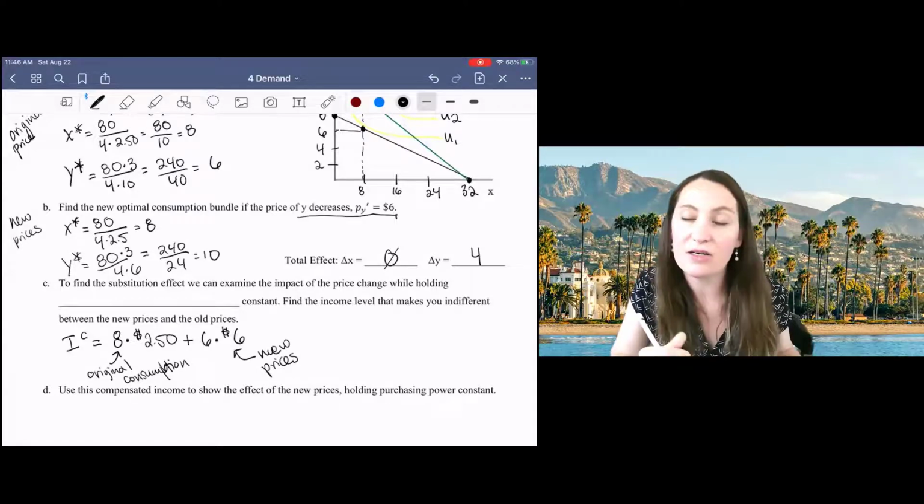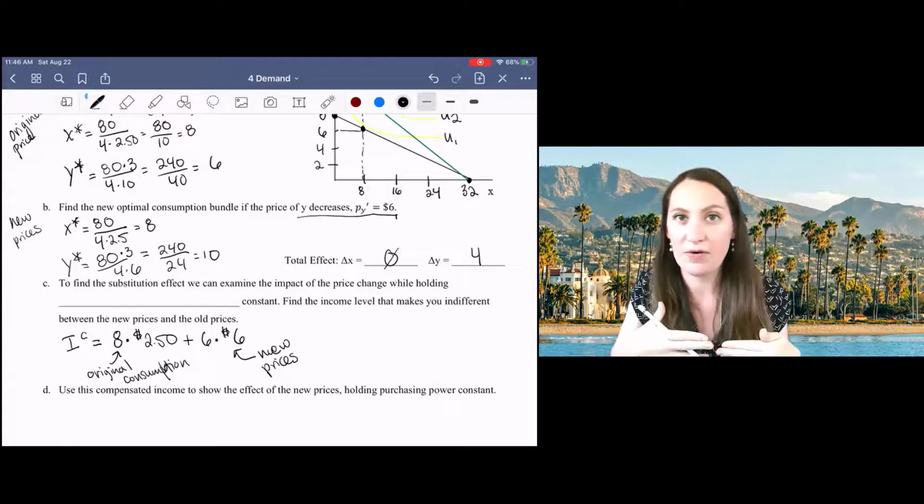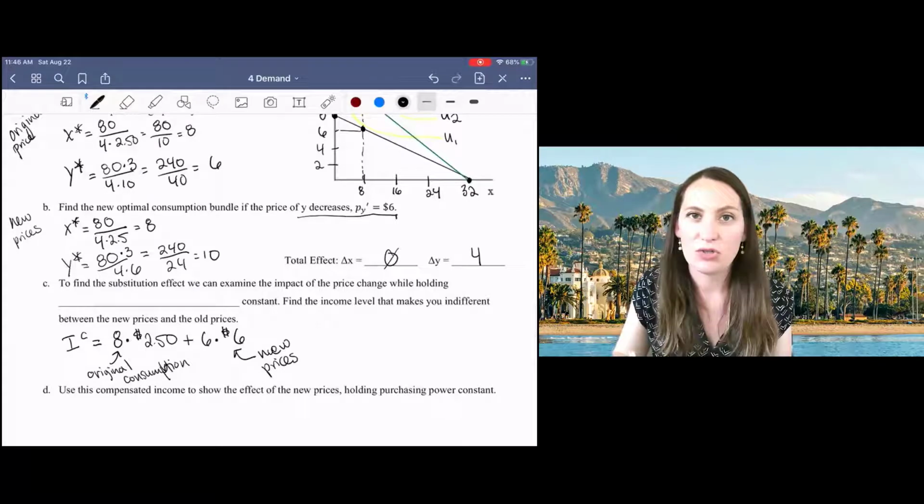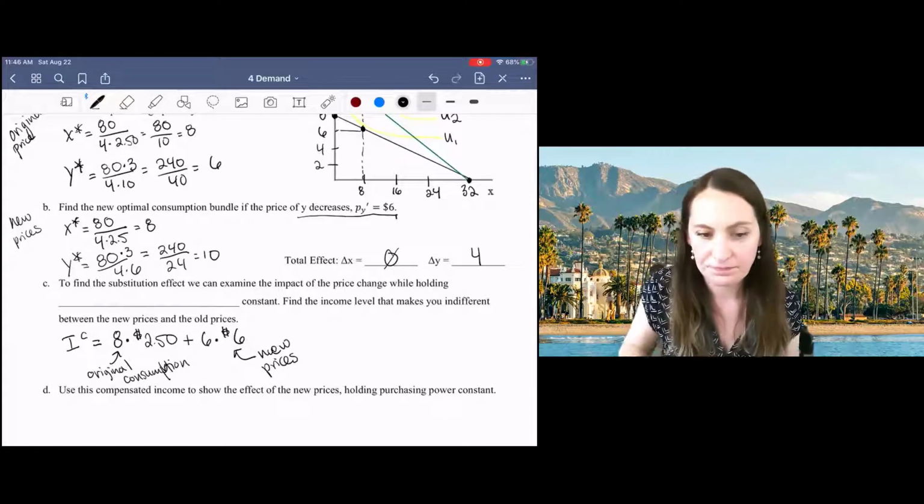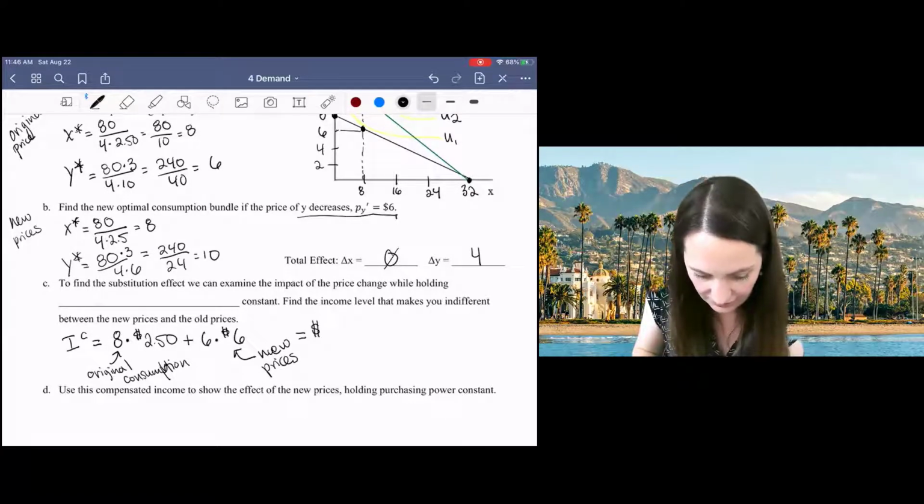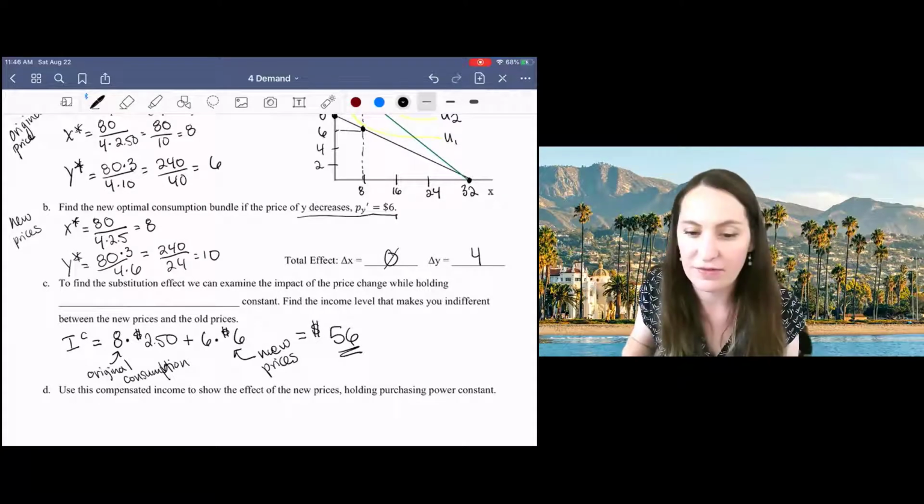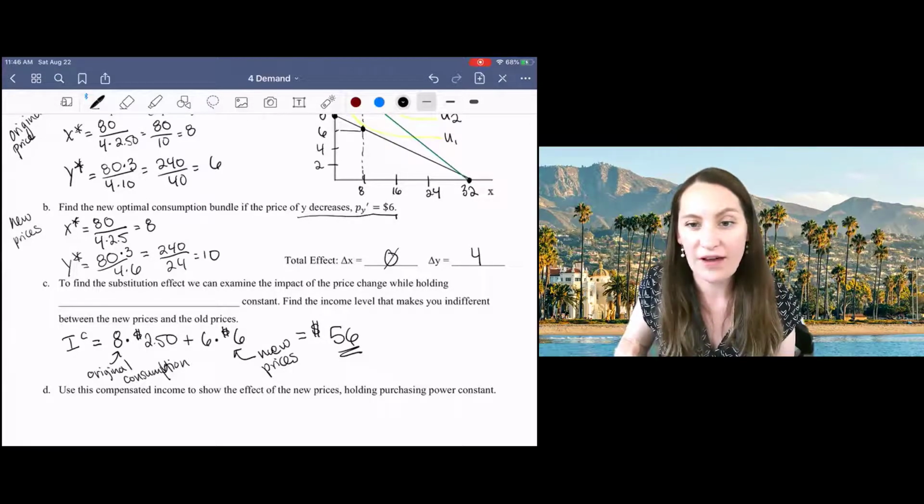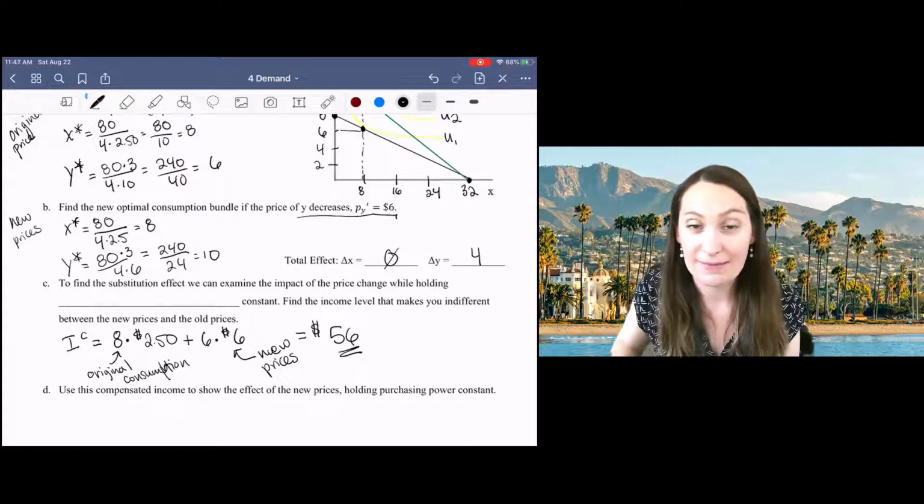And what this is going to do is it's going to hold my purchasing power constant and just look at the effect of the price change so that I can calculate how much of my change in consumption is due to the substitution effect. All right, so if you plug that in your calculator, you get income is equal to 56. So to calculate the substitution effect, I'm going to find the consumption point with the compensated income holding purchasing power constant, but the new prices.